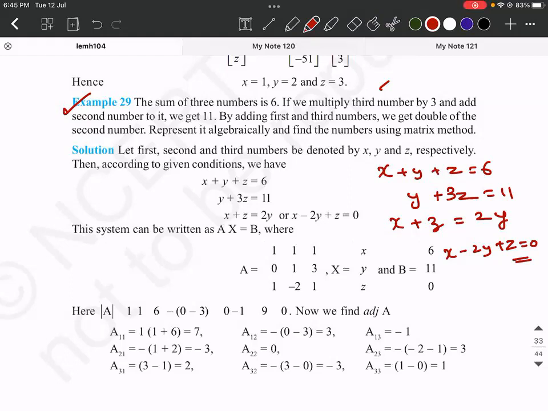X is equal to 1, Y is 2, Z should be 3, correct? After that, 6 will come. 1, 2, 3, okay? 2 plus 9, 11, correct? So 1 plus 3, 4 is equal to, correct. So X is 1, Y is 2, Z is 3.